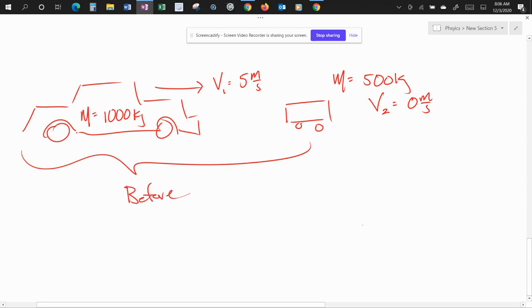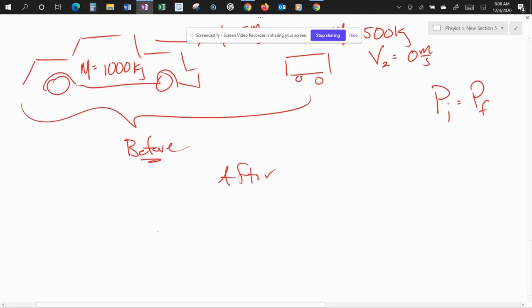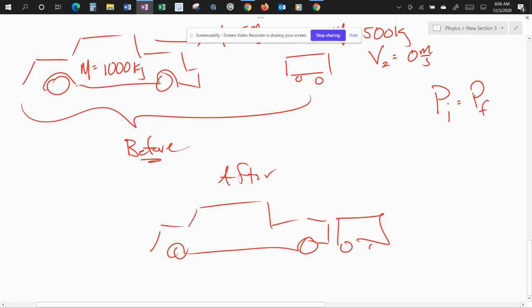And what we do know about this situation is that the P initial, which is everything that's happening here in the before part, is going to be equal to the total momentum after they collide together. After, they're going to be stuck together: you're going to have a car like this, with this wagon stuck to the front of your car, and you're going to be pushing it down the road. And we want to know what the final velocity is.